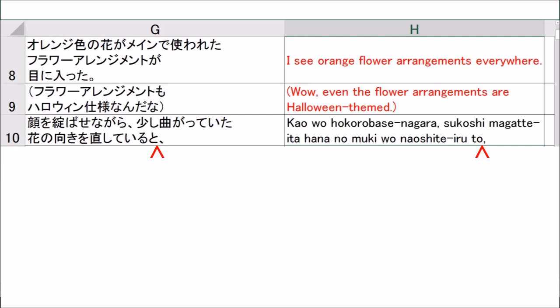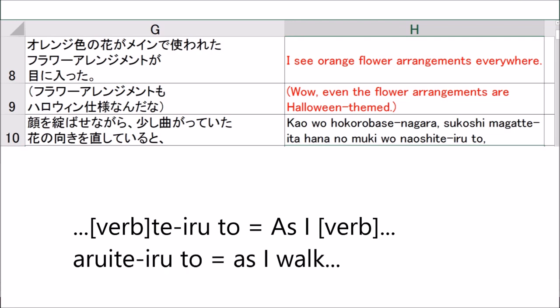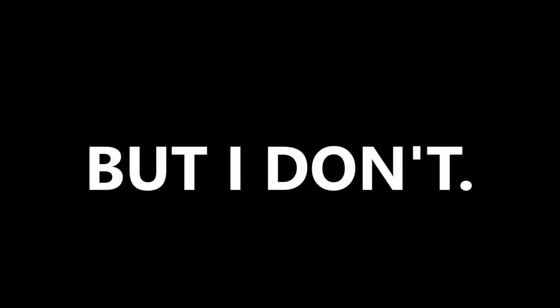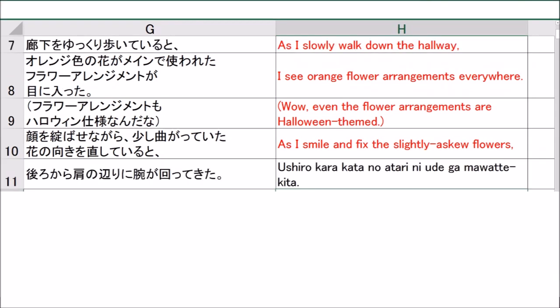You'll also notice the to at the end of this cell. It's the same as "as I..." that we encountered a few cells ago in "as I walk down the hallway..." So in less sloppy English, we have "as I make my face smile, fixing the slightly twisted flowers as facings." Yeah, that sounds great. The literal purists would love it. But I don't. So in good English, it's "as I smile and fix the slightly askew flowers instead." Now let's finish the thought with ushiro kara kata no tari ni ude ga mawatte kita.